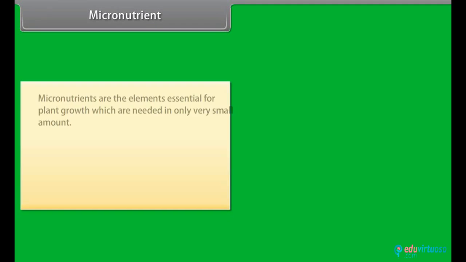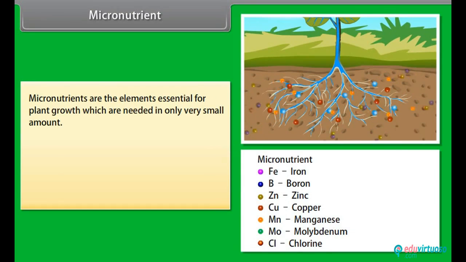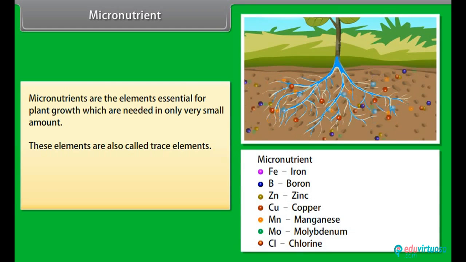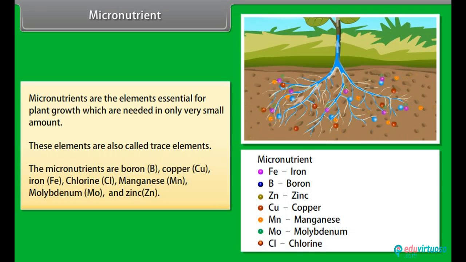Micronutrients are the elements essential for plant growth which are needed in only very small amounts. These elements are also called trace elements. The micronutrients are boron, copper, iron, chlorine, manganese, molybdenum, and zinc.